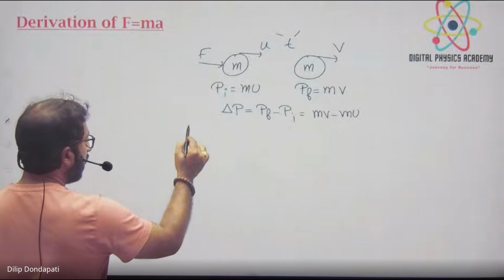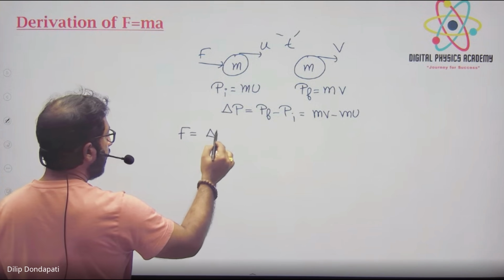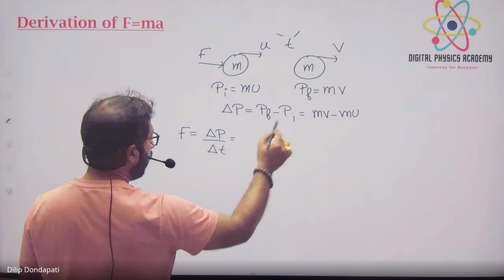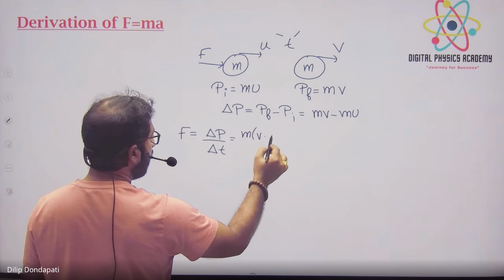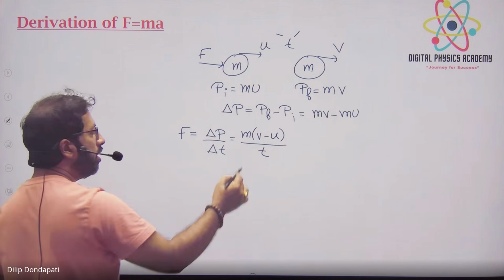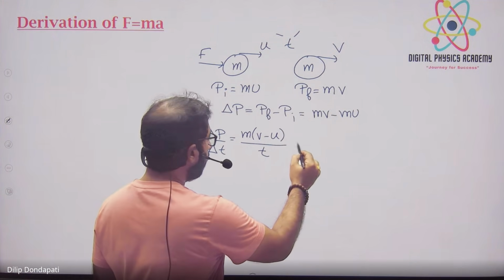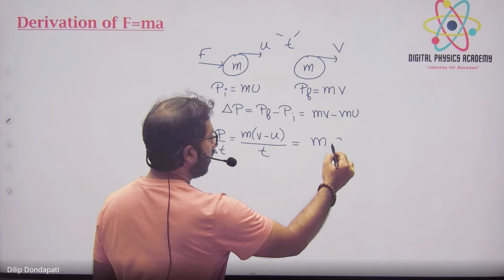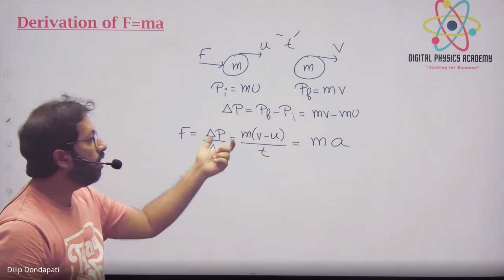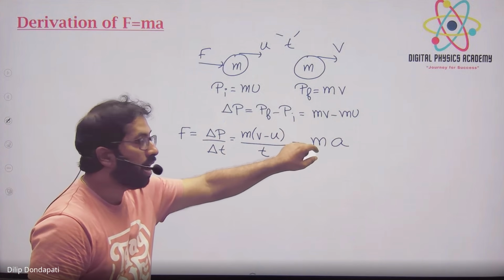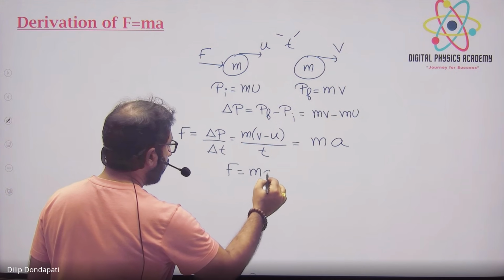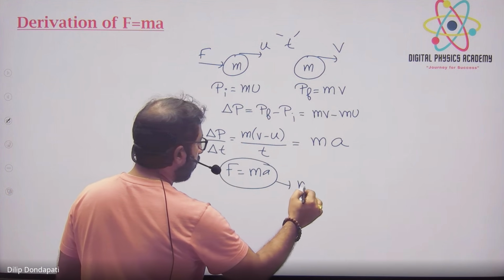And we know from Newton's second law, F is equal to delta p by delta t. So in place of delta p, I take m common: m times (v minus u) by the time t in which the velocity changed. And v minus u by t is called acceleration. Therefore, F equal to ma. See here, we use F equal to ma when mass is constant. Very important: F is equal to ma is to be used when mass is constant.